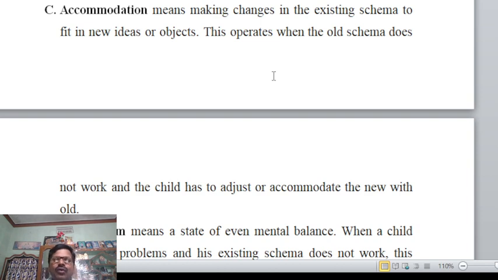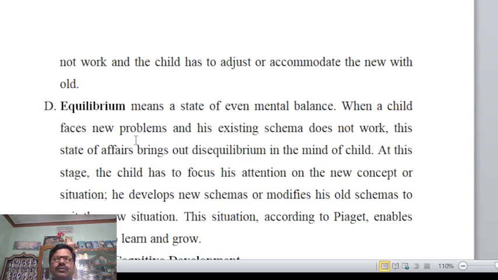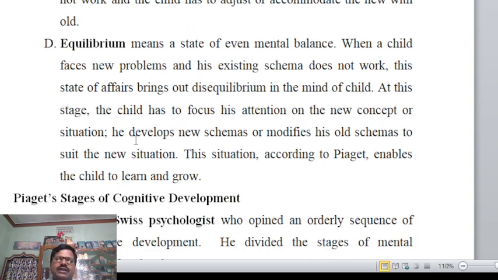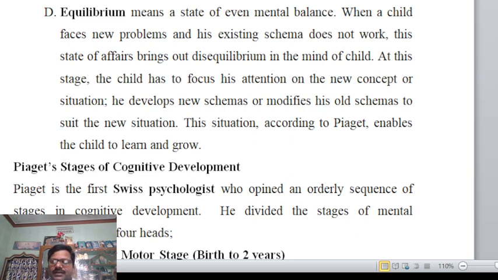This operates when the old schema does not work. When the old schema does not work, the child has to adjust or accommodate with the new, with the old. Accommodation means what? For example, the previous pattern of behavior is unable to adjust with the new situation. At that time, we think altered. So this operates when the old schema does not work, and the child has to adjust or accommodate with the new schema or new situation. This is called accommodation.